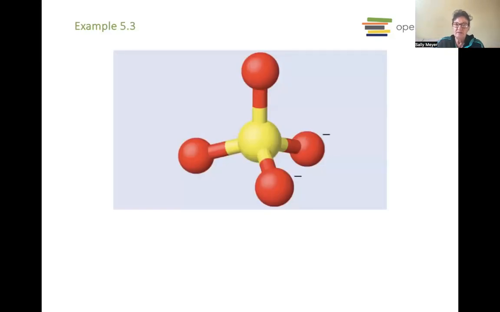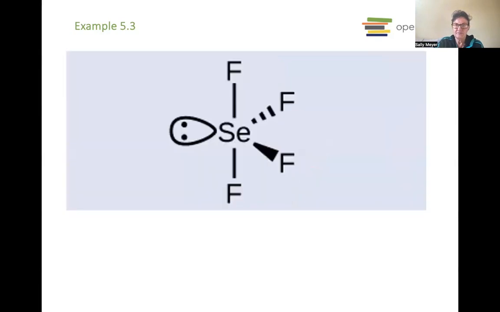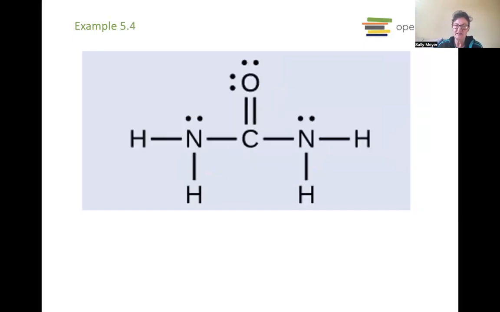I'm not sure what that example is. And this is just asking you what kind of hybrid orbitals. This would be sp3d, because you need 5 regions of space.